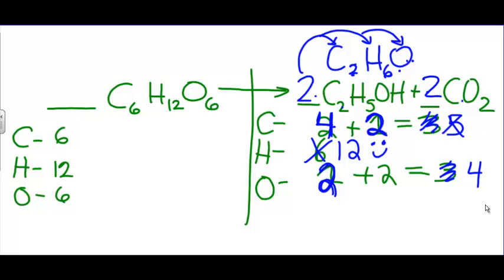4 and 2 is 6. And then distribute this to here. There were 2 oxygens. 2 times 2 is 4. 4 and 2 is 6. Done. Balanced.